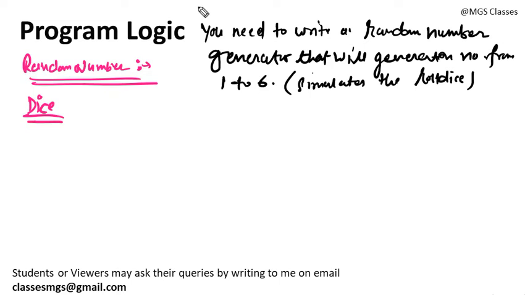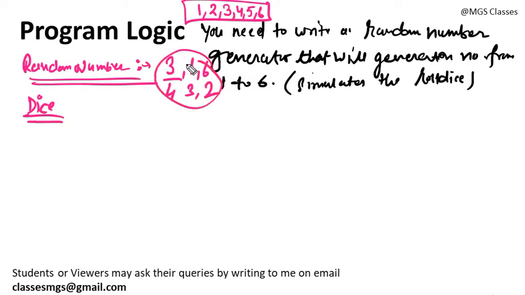Let's suppose you want to choose any number between 1, 2, 3, 4, 5, 6. Each time the number varies. The first time you may get 3, the second time it might be 4, the fourth time it might be 1, then 3 again, then 6, then 2. So there is no specific order in which the numbers will be generated. Any number may be generated, as in the case of a dice.